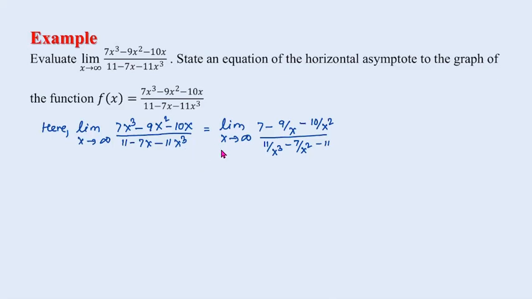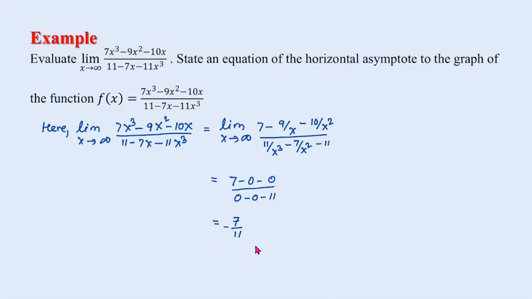Now you can clearly see when x approaches infinity, this quantity will be 0. This quantity will be 0. This one will be 0. And this one will be 0. So what we get is 7 minus 0 minus 0 divided by 0 minus 0 minus 11. Or finally, we get the limit as negative 7 over 11. So the limit of that function is negative 7 over 11.